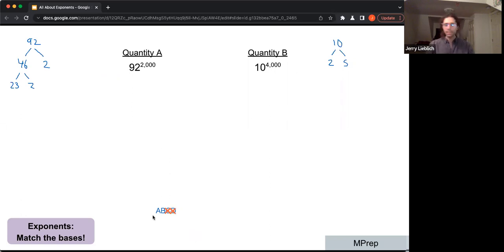Again, if I need to take a guess, I'm going to guess A or B, move on, take the rest of the test. But let's try to look at some ways to do it.